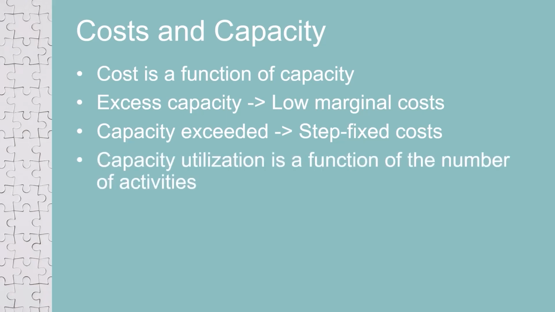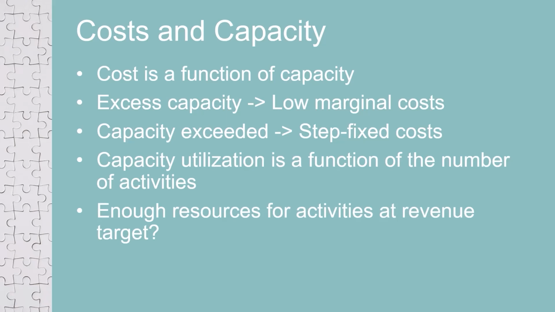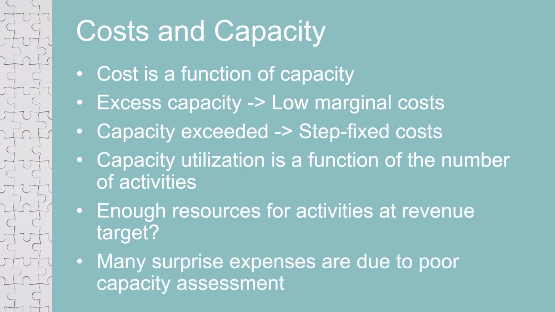Capacity utilization is a function of the number of activities. ABC can help managers determine the capacity of a resource. The process management of ABC can help improve the efficiency of the resource to increase its capacity. Process management may also change process flow to reduce activities or route volume around bottlenecks. Mapping the revenue target to activities allows managers to check if there are enough resources for that level of activity. Many surprise expenses are due to poor capacity assessment during budgeting.